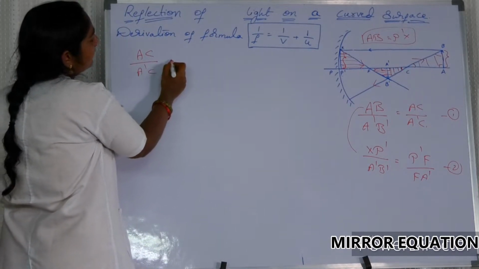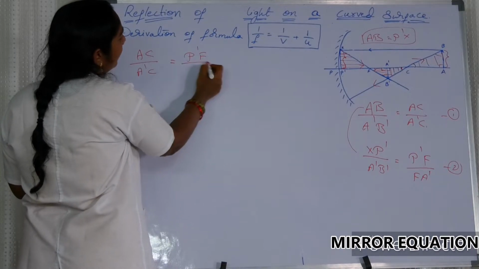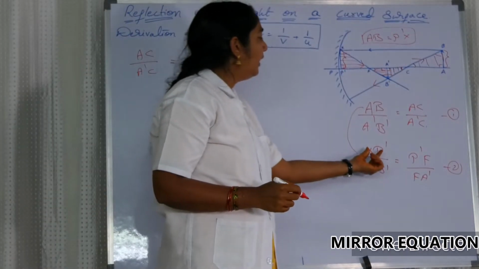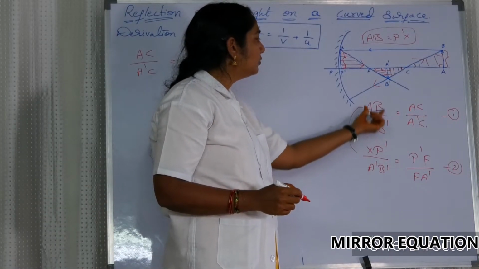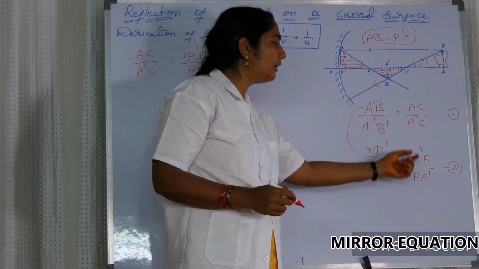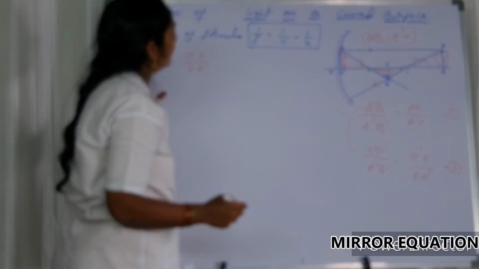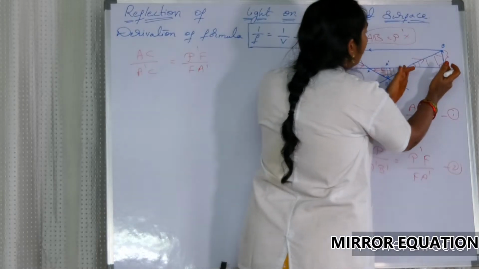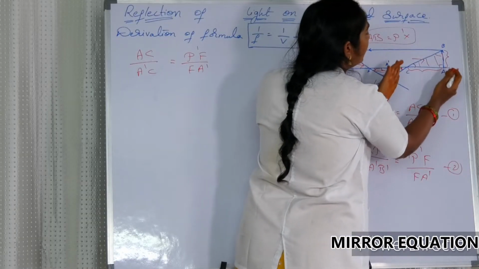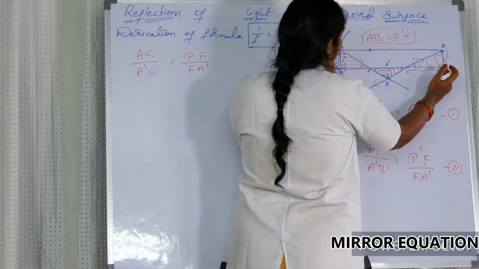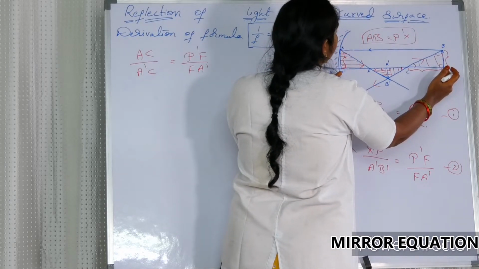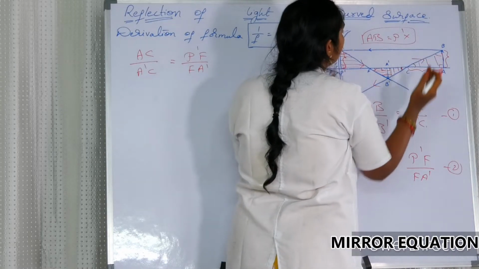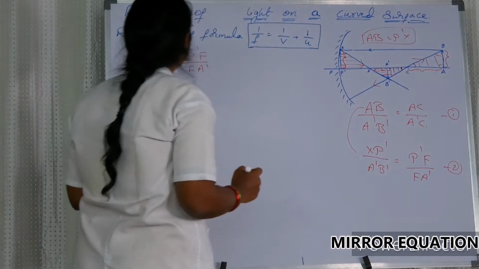AC by A'C is equal to P'F by FA'. Because XP' and AB are equal, these two left hand sides are equal, so we are equating the two right hand sides. Now please try to understand here. This is AC. You are going to get this value when you take AB minus PC. AB minus PC gives AC. I think you might have understood.